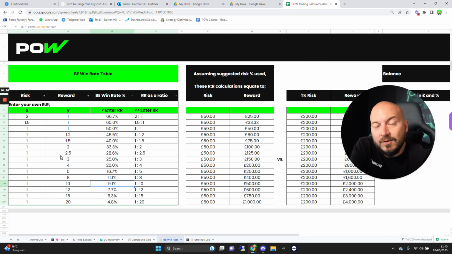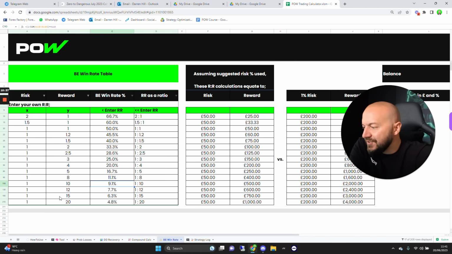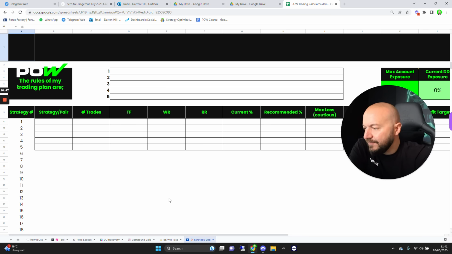Same with the 1 to 17, 16%, 17% win rate on rolling a 6. There's a mathematical edge on that, okay? If you've got the 1 to 10 risk to reward. So you can see here, you can enter your own statistics and see how that affects these numbers. So you've got a very disciplined approach to your trading process.